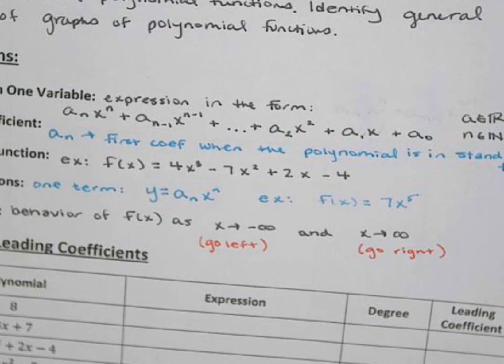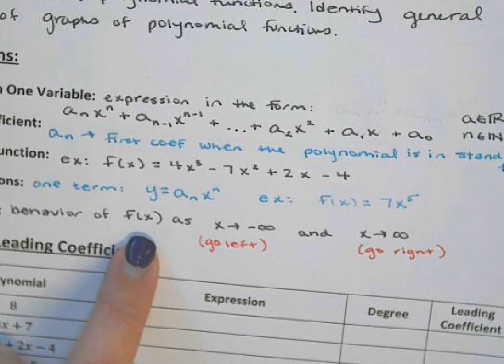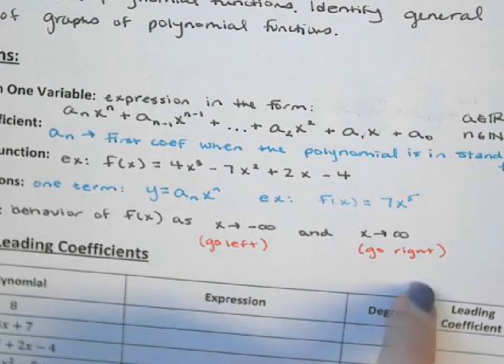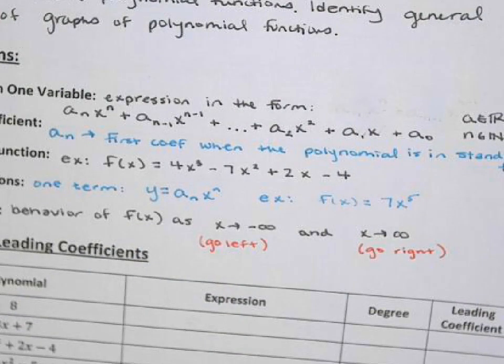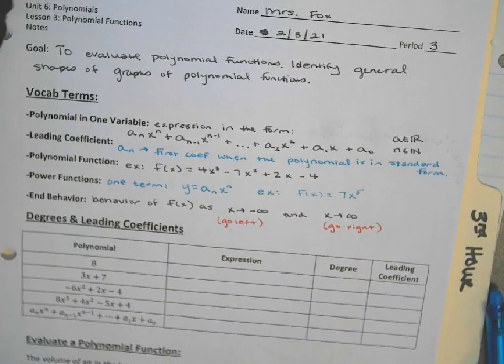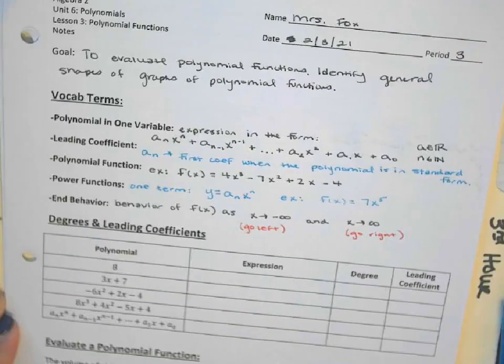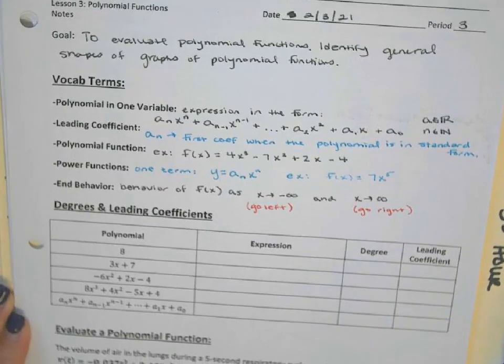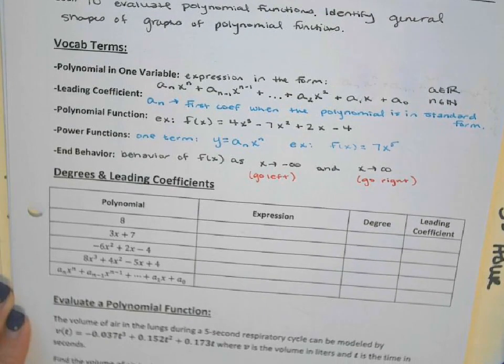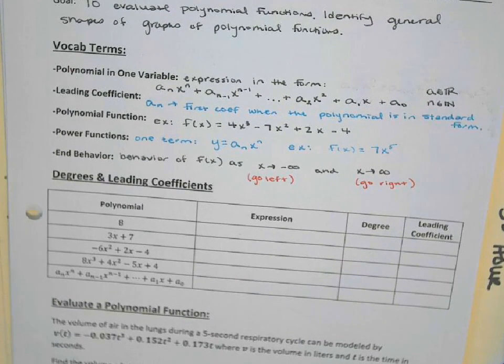Okay, so it's the behavior of the y as you move to the left or move to the right. So we will see what I mean when we get to some examples. But that's just the vocabulary you want to make sure you have down. So we have some examples here where we're going to look at the expression, the degree, and the leading coefficient.